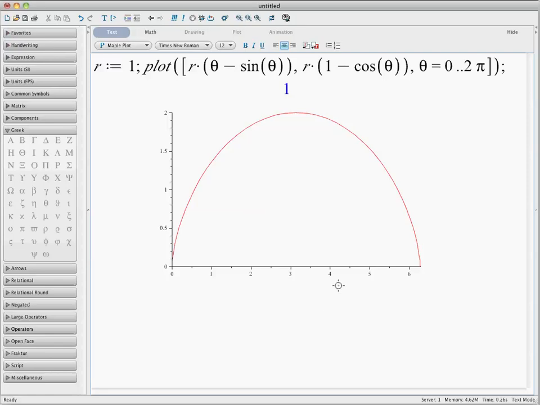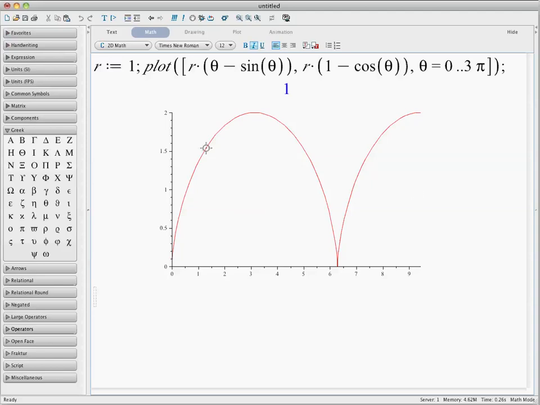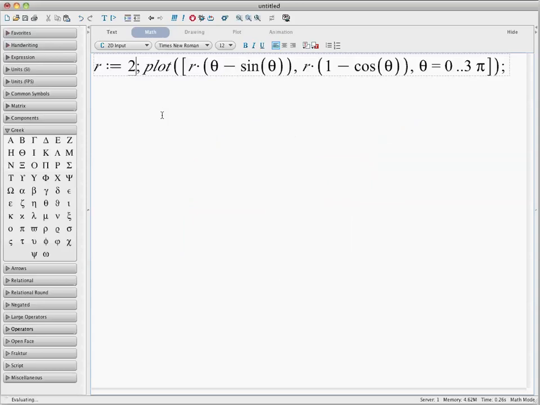What happens now if I go to 3 pi? Think about what should happen. Well, if 0 to 2 pi is one hump, I add another pi, go to 3 pi, it should be half an arc. And that's what I get. I get a hump and a half. What happens now if I start varying my radius? Currently with a radius of 1, I ended up with a height of 2. So if I double my radius, on the y-axis I should go up to 4.